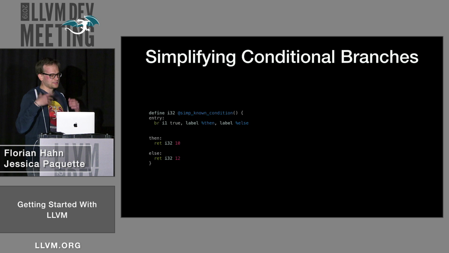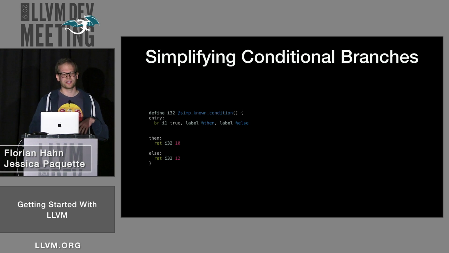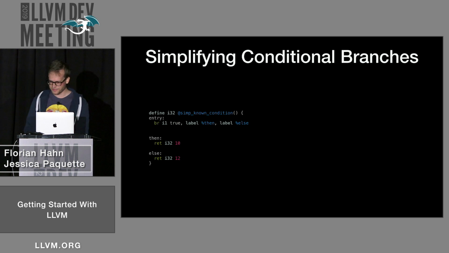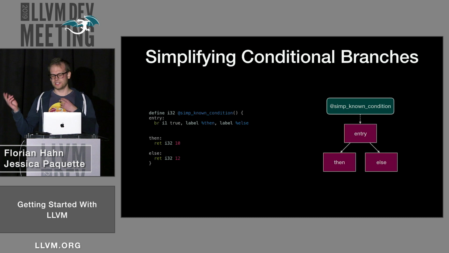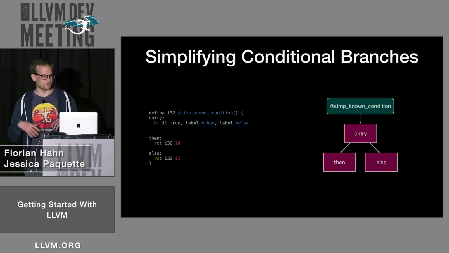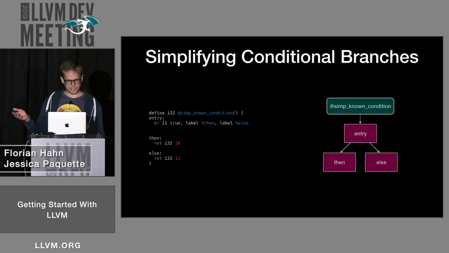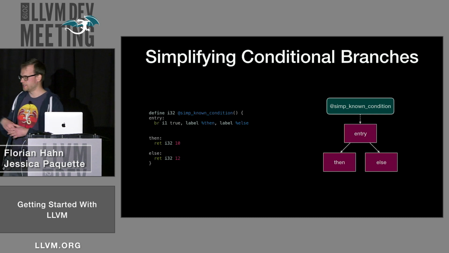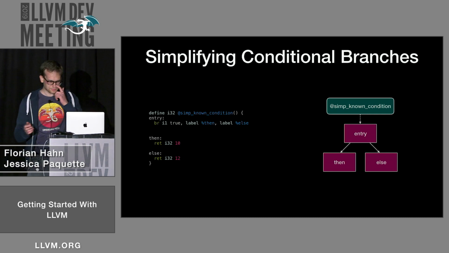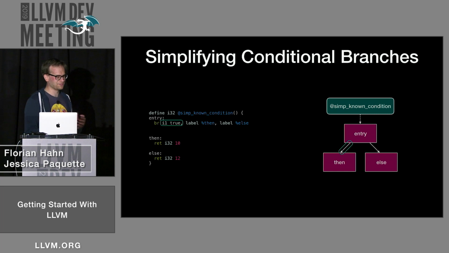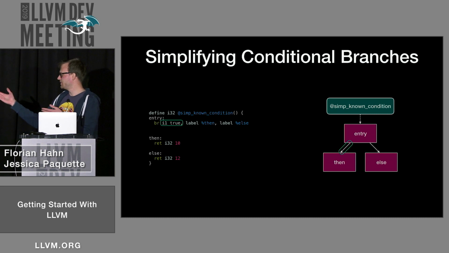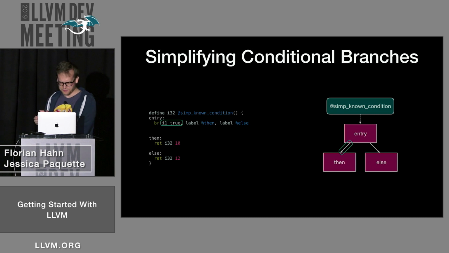So for the next example of an IR transformation, let's take a look at simplifying conditional branches. If we take a look at the control flow of the function on the slide, it's quite simple. We have a conditional branch in the entry block to either the then or else block. But if we take a closer look at the condition of this conditional branch, we know that we'll always branch to the then block, right?